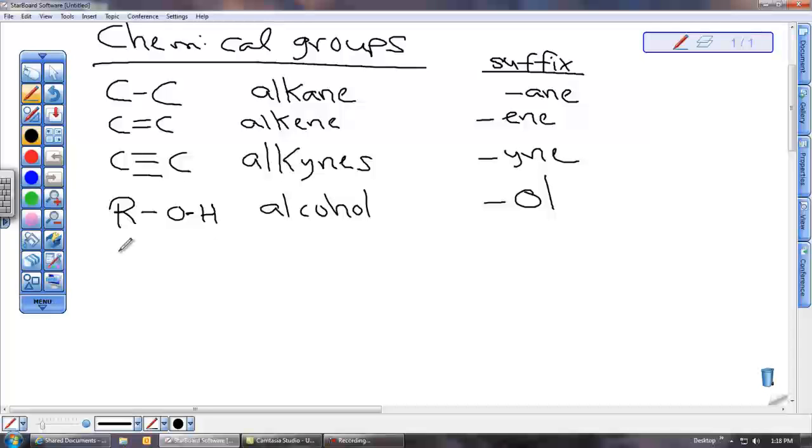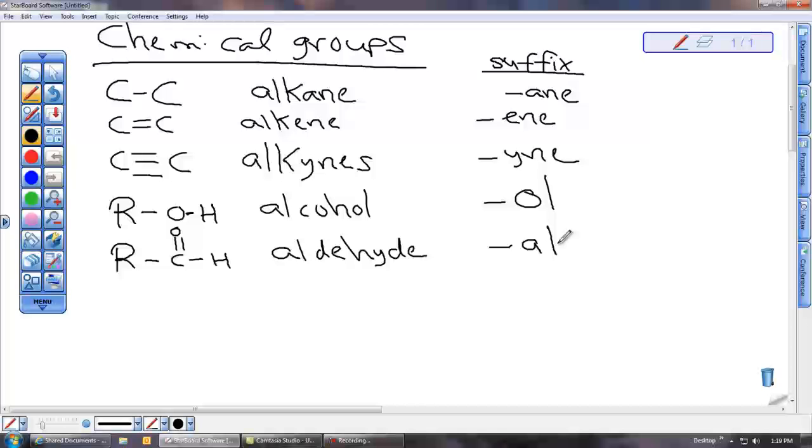Let's see. What else do you got? You need to know what an aldehyde is. So this portion right here indicates an aldehyde. It's another name of a group. Aldehydes are very fruity, very smelly, as are esters, which we'll get to later. These end in the suffix -al. Methanal, ethanal, propanal. Alcohols are methanol, ethanol, and so on.